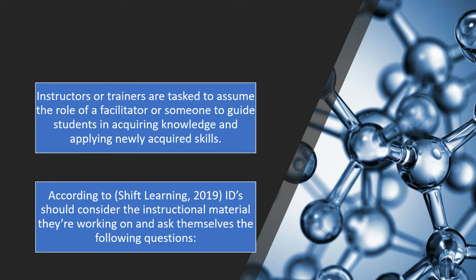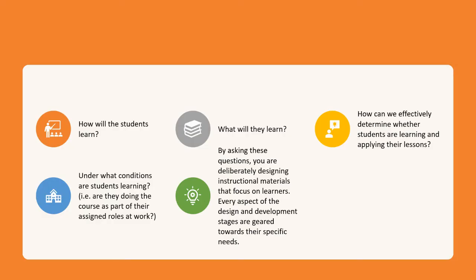According to Shift Learning 2019, instructional designers should consider the instructional material they're working on and ask themselves the following questions. How will the students learn? What will they learn? How can we effectively determine whether students are learning and applying their lessons? Under what conditions are students learning? I.e., are they doing the course as a part of their assigned roles at work?